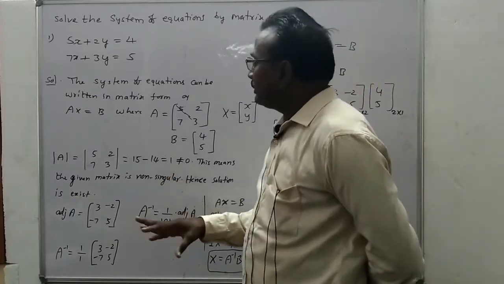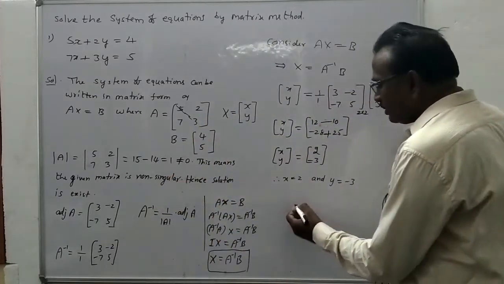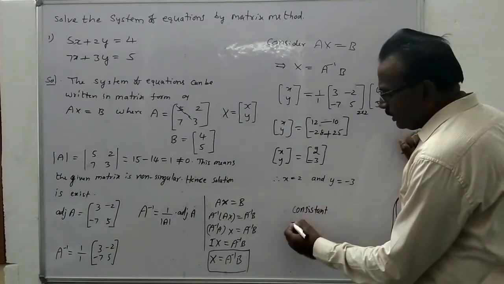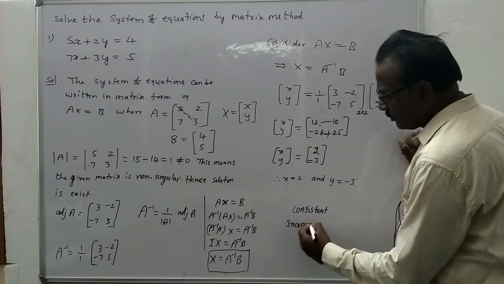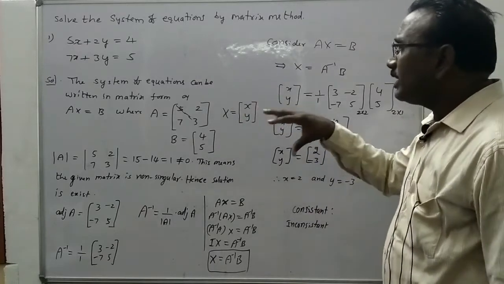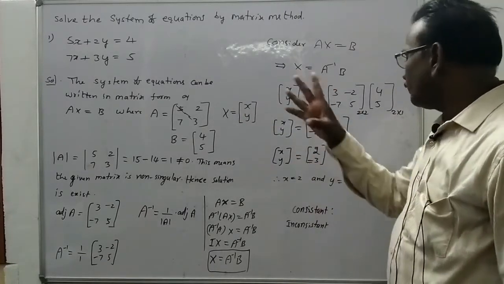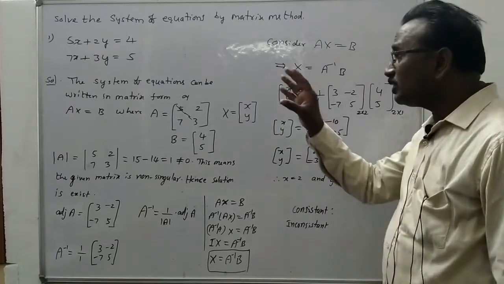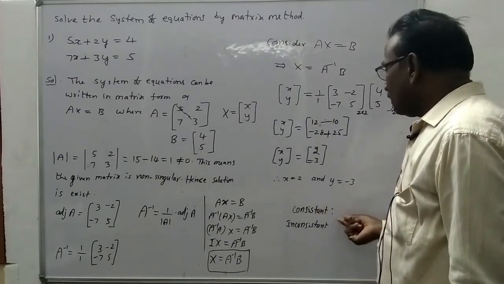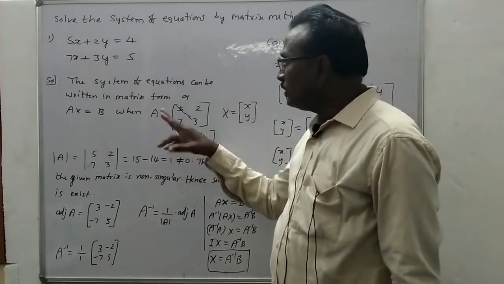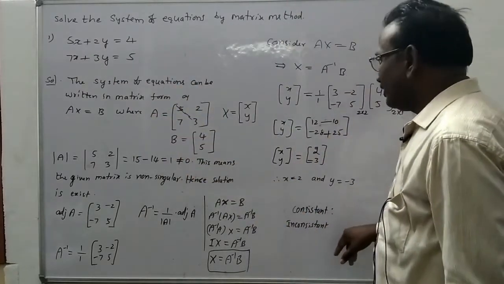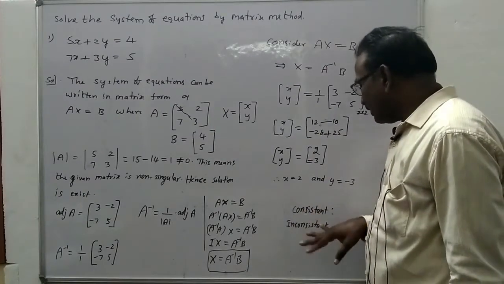Clear? Next, there are some technical words, consistent and inconsistent. What is the meaning of consistent? If the system of equations has a solution, then the system is called consistent. If the system of equations has no solution, then the system of equations is called inconsistent. How to check whether the given system is consistent or inconsistent?